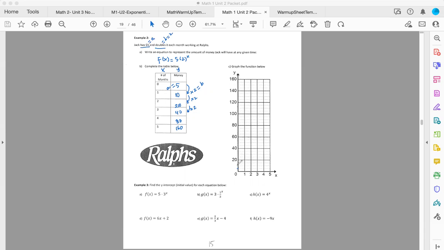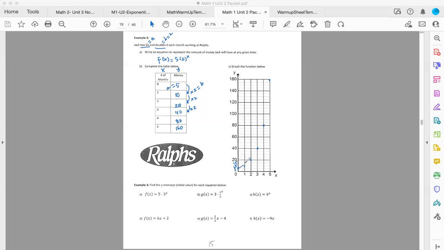Now to graph it, it's pretty simple. Notice that we have 1, 2, 3, and 4 tick marks to reach from 0 to 20. That's like saying 4 times what gives me 20, and the answer to that is 5. So this is 5, 10, 15, and 20. Let's plot the points. 0, 5 would be here. 1, 10 would be here. 2, 20 would be here. 3, 40 would be here. 4, 80 would be here. 5, 160 would be perfectly here.